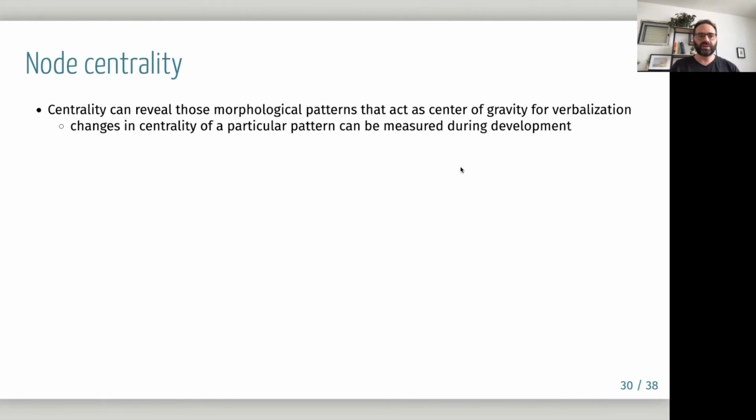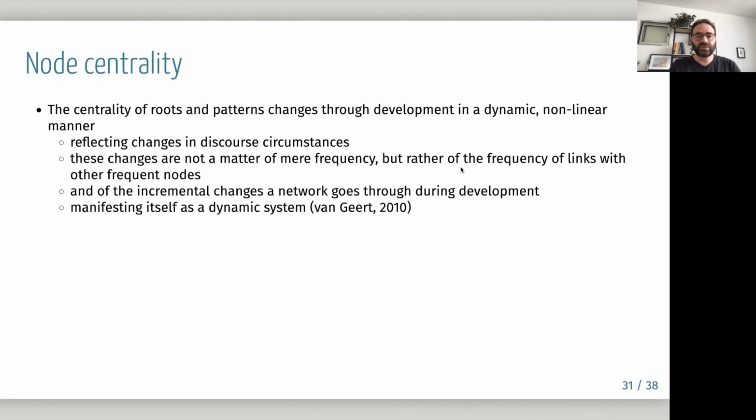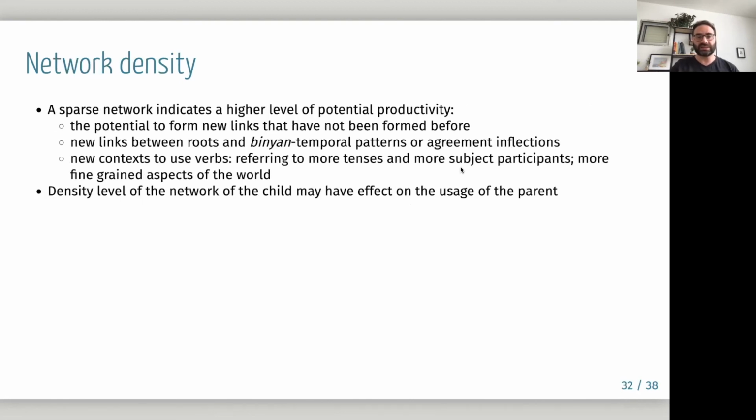Moving on to node centrality. Centrality could reveal those morphological patterns that act as center of gravity for verbalization. Changes in centrality of a particular pattern can be measured during development, and the centrality of roots and patterns changed through development in a dynamic, nonlinear manner, reflecting changes in discourse circumstances. And these changes are not a matter of mere frequency, but rather of the frequency of links with other frequent nodes, and of the incremental change a network goes through during development. And this is in fact a manifestation of the network as a dynamic system.